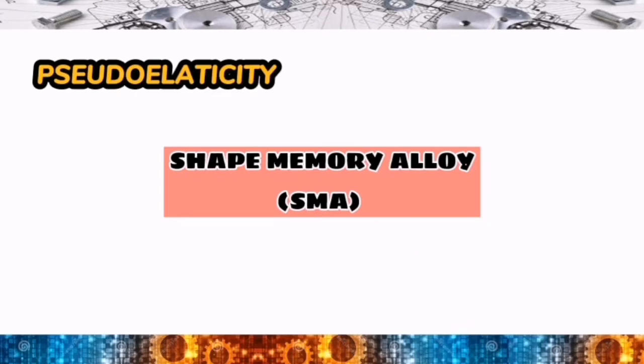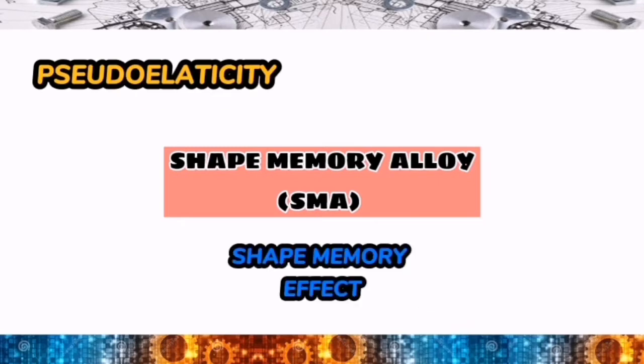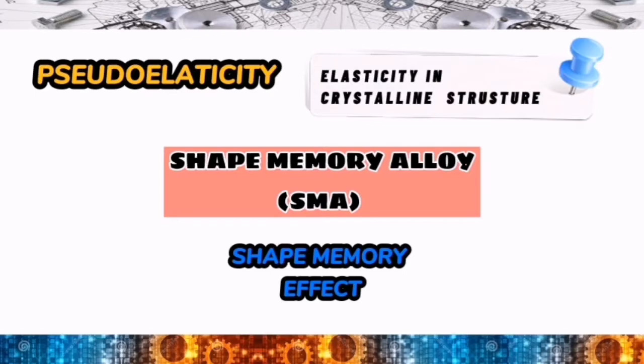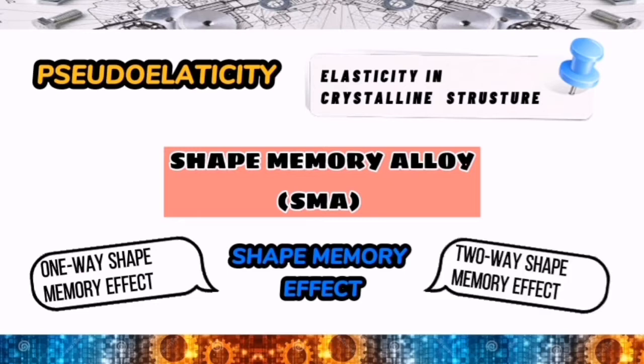pseudo-elasticity and shape memory effect. Pseudo-elasticity is the property which occurs due to the change in crystalline structure, while shape memory effect has two types: one-way shape memory effect and two-way shape memory effect. One-way shape memory effect can return to its original shape by heating, while two-way shape memory effect can return to its original shape by heating and to a second shape by cooling.